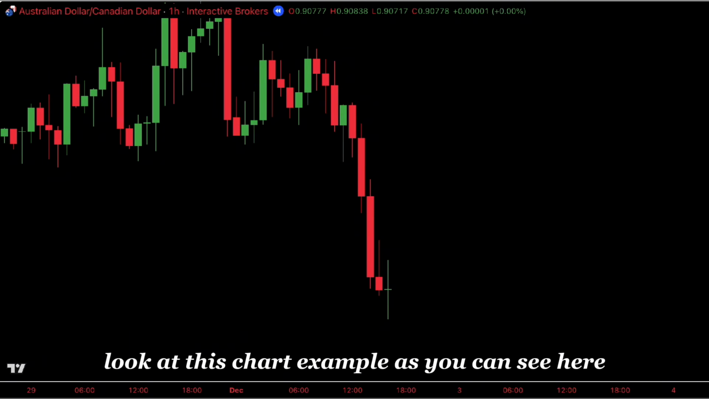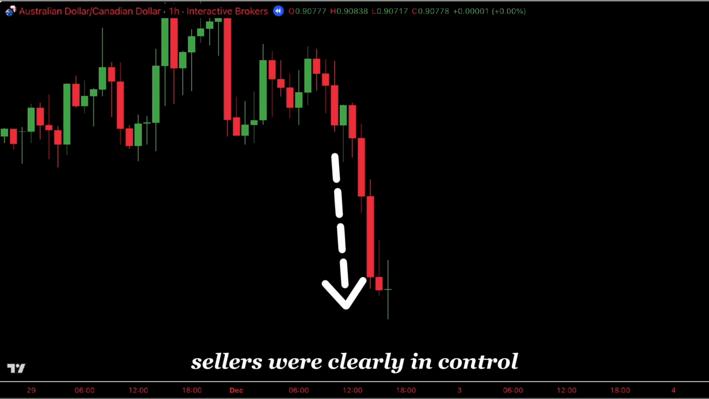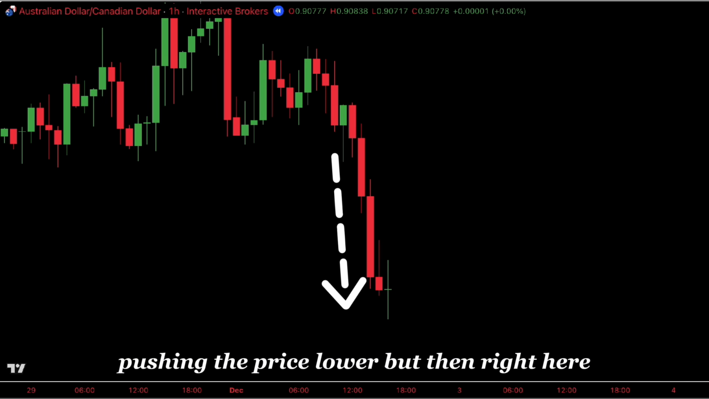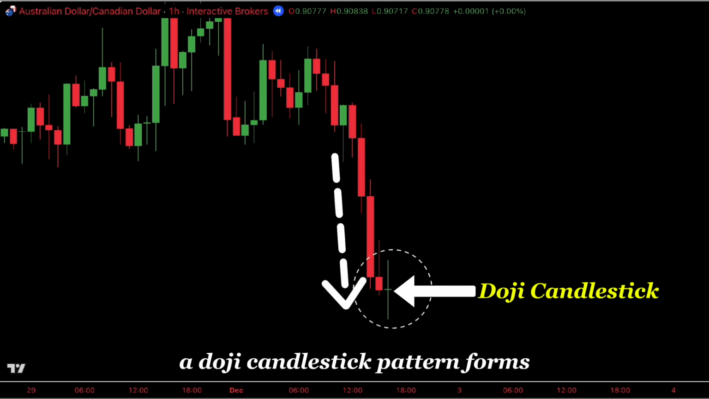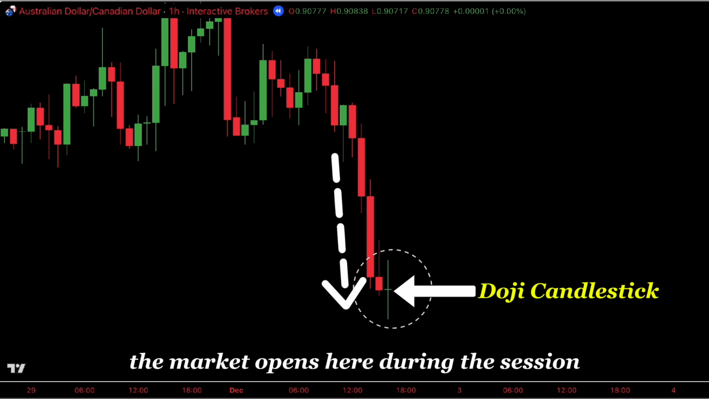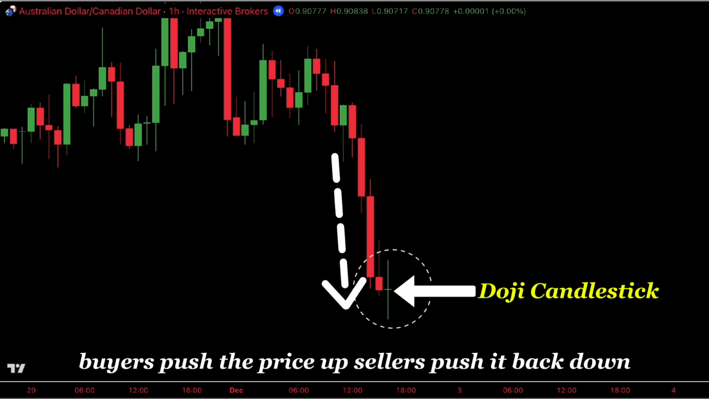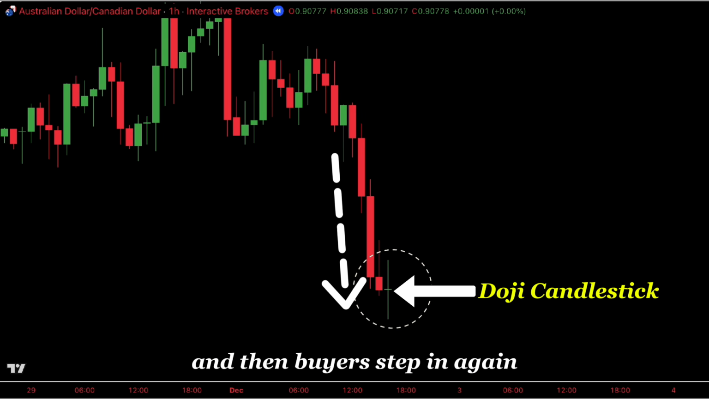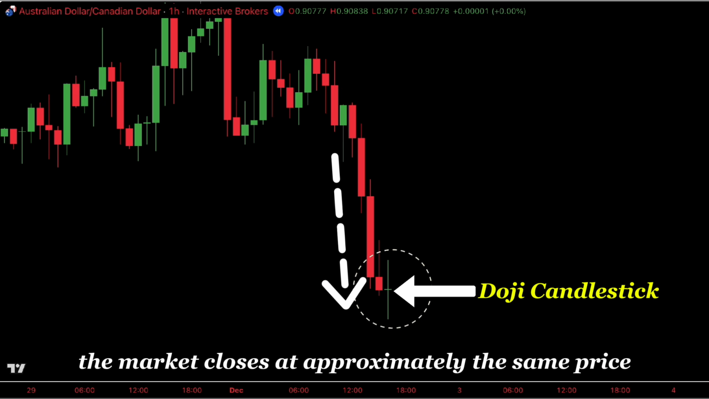As you can see here, the market was trending down. Sellers were clearly in control, pushing the price lower. But then, right here, a doji candlestick pattern forms. The market opens here. During the session, buyers push the price up, sellers push it back down, and then buyers step in again. Eventually, the market closes at approximately the same price where it opened.